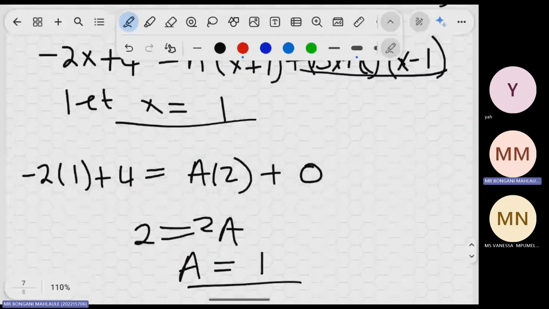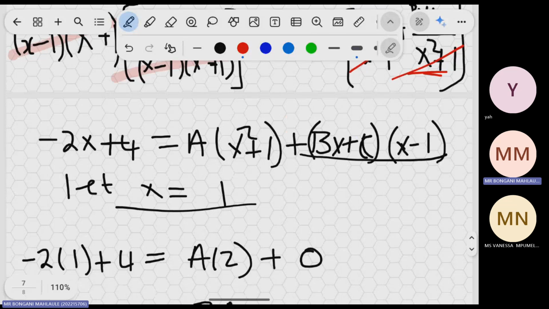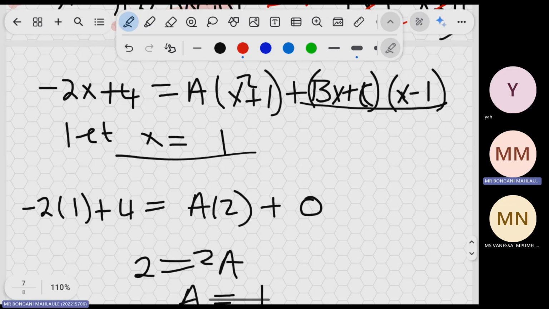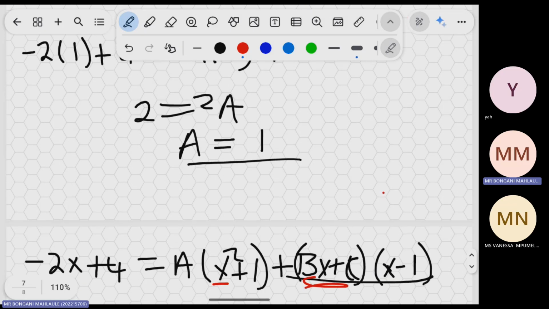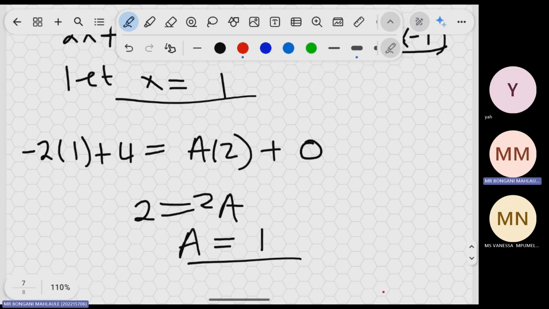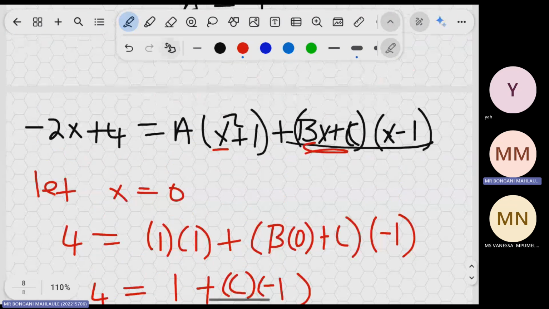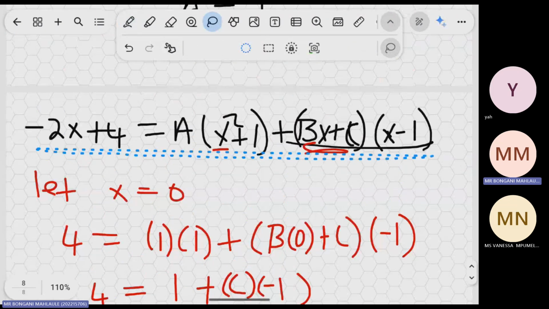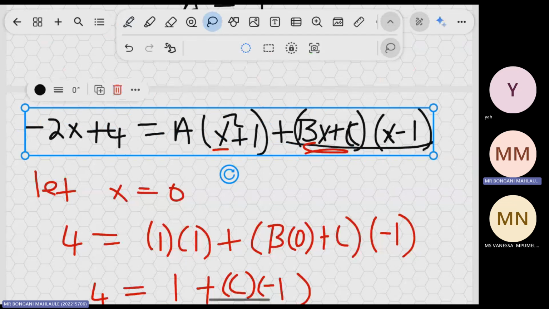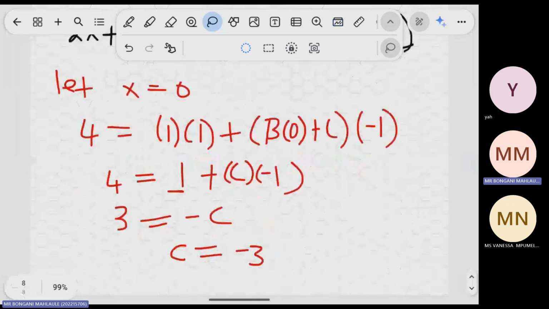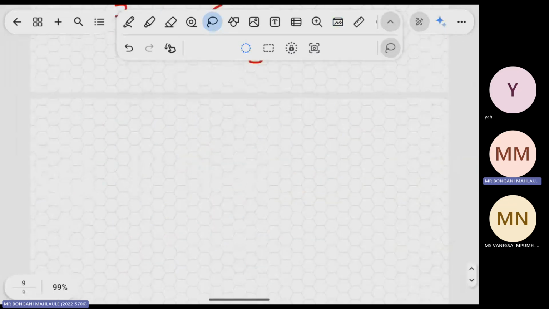So now we must try to get the value of what? Of b, right? We already have two variables, so I think this will be easy. Let me try to get the value of b. So let me copy this. So the next page.